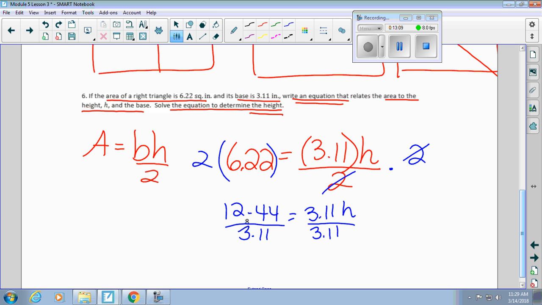Now, since we divided a number by itself, that's going to give you 1h. And you guys know we do not use a coefficient of 1, so you're just going to write h. If we have 12 and 44 hundredths divided by 3 and 11 hundredths, what would that be? Michael? 4. Very good. So 4, do we want inches or inches squared if it's a measurement of the height? Inches. Very good. 4 inches is the height. Any questions there? All right, we're going to move on.